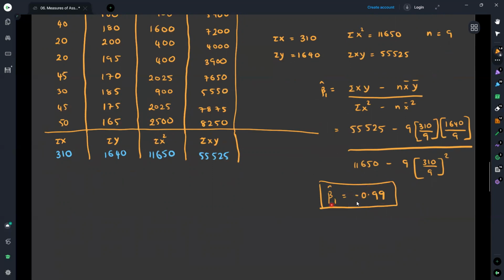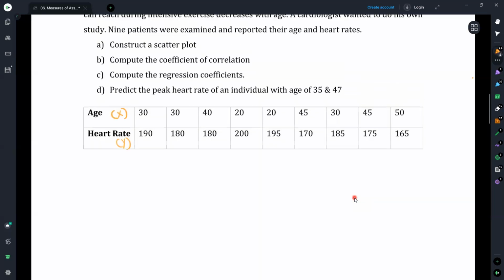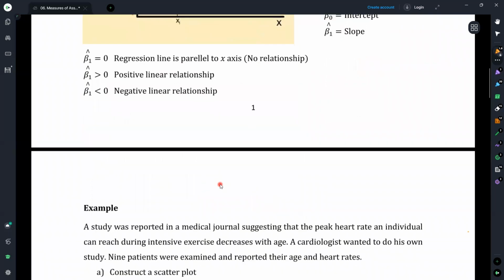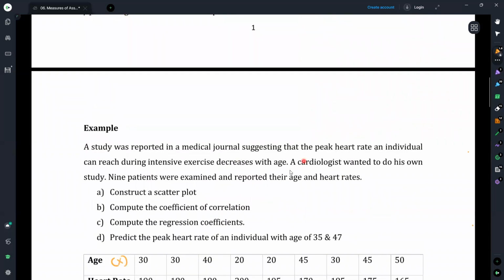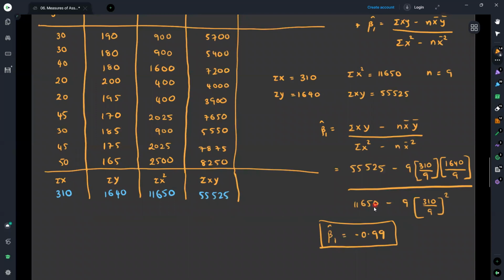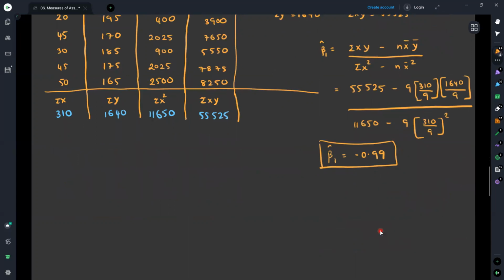Therefore, as soon as we see it is a negative value, we can see that it is a negative linear relationship. What the journal says is again proven, because the heart rate decreases with the age. It means that there is a negative relationship between the age and the heart rate. It means that as the age increases, the peak heart rate will again decrease.